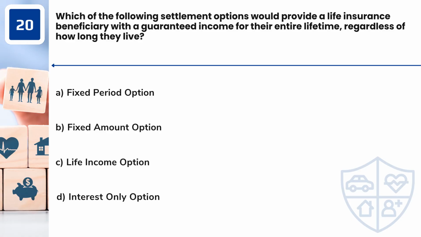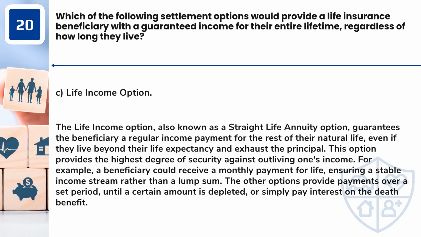Answer: C. Life income option. The life income option, also known as a straight life annuity option, guarantees the beneficiary a regular income payment for the rest of their natural life, even if they live beyond their life expectancy and exhaust the principal. This option provides the highest degree of security against outliving one's income.